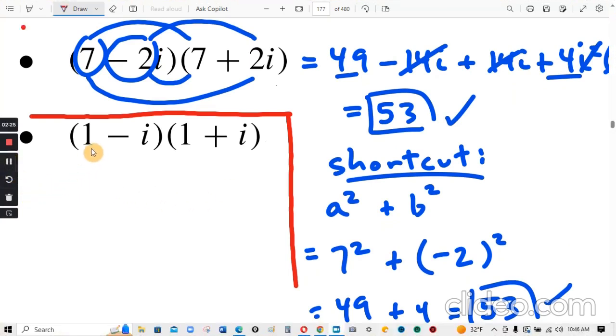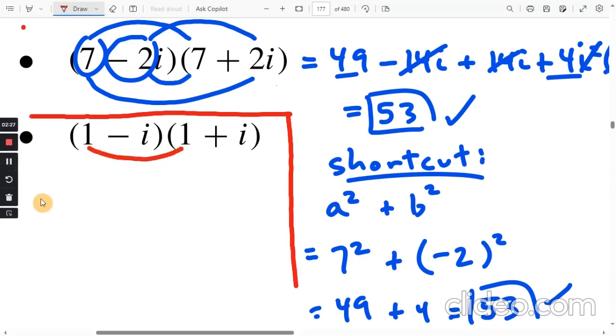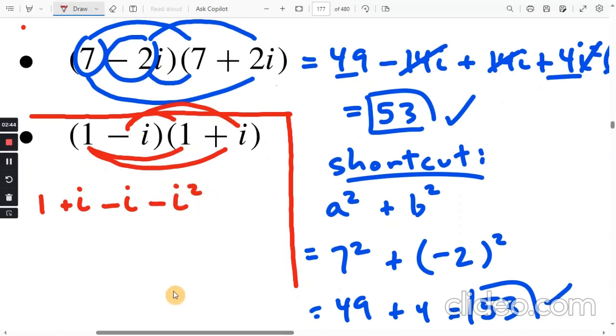All right, this one here. 1 times 1 is just 1. 1 times positive I is positive I. Negative I times 1 is negative I. Negative I times positive I is negative I squared. All right, plus minus I cancels. I squared is the same as negative 1, and the negative of negative 1 gives us positive 1. So we basically have 1 plus 1.